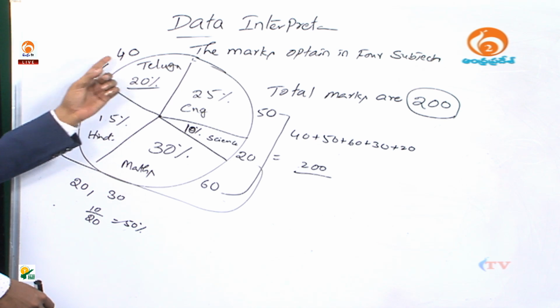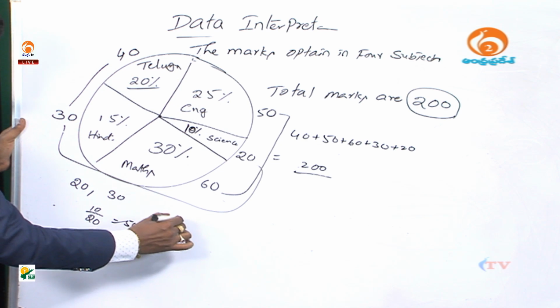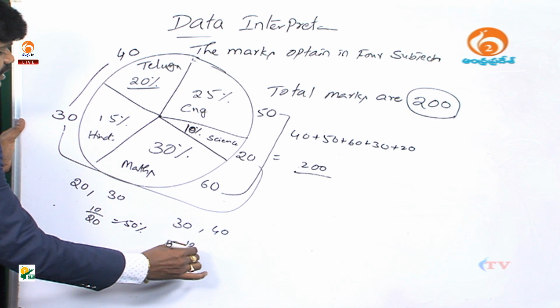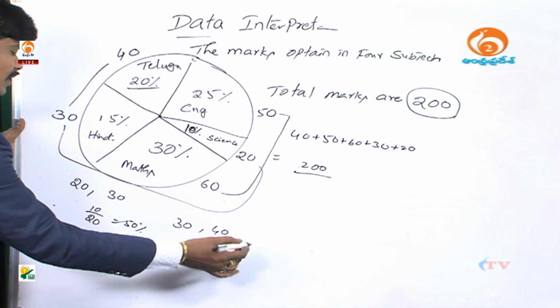And again, for example, if you compare 30 and 40, 10 is increasing. 10 increase means 10 by 30 into 100. Again you get some percentage.